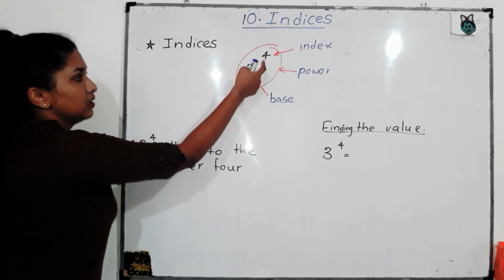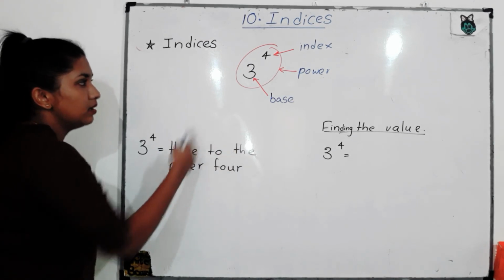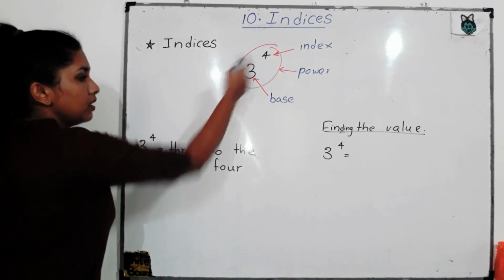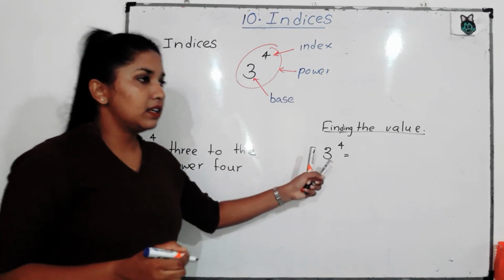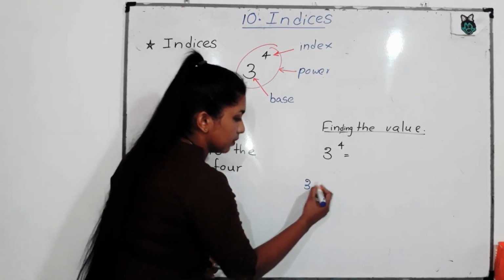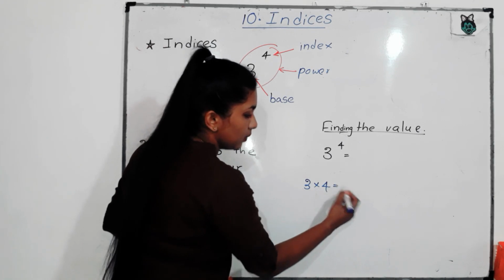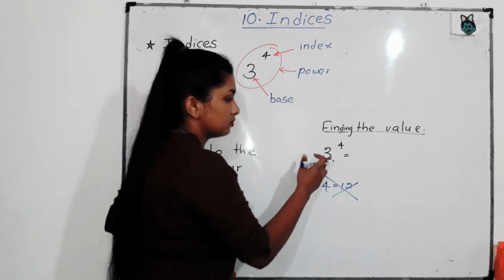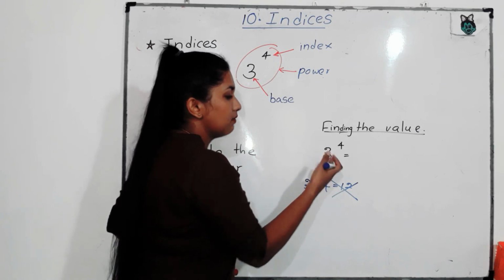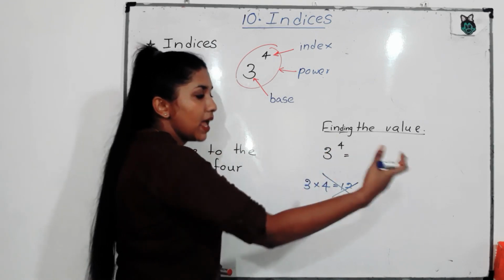And we can read this one as 3 to the power 4. And how can we find the value of 3 to the power 4? This one is not equal to 3 times 4. 3 times 4 is 12. But this one is wrong. We can find the value of 3 to the power 4 by expanding this one.